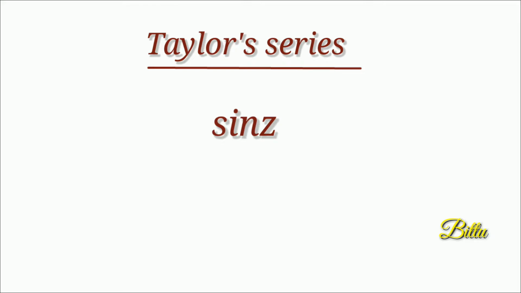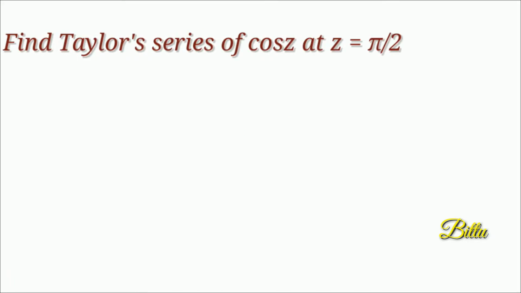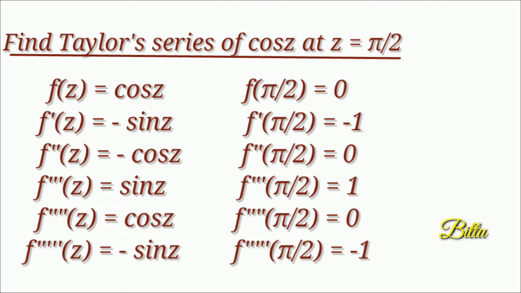So consider a question. Find Taylor series of cos z at z equal to pi by 2. Really, in this question you have to express cos z in the form of an infinite series containing positive powers of z minus pi by 2. Here a is pi by 2. So for getting this expansion, we have to use Taylor series. So we have to find f of pi by 2, f dash pi by 2, f double dash pi by 2, etc. Here given f(z) equal to cos z and a equal to pi by 2.